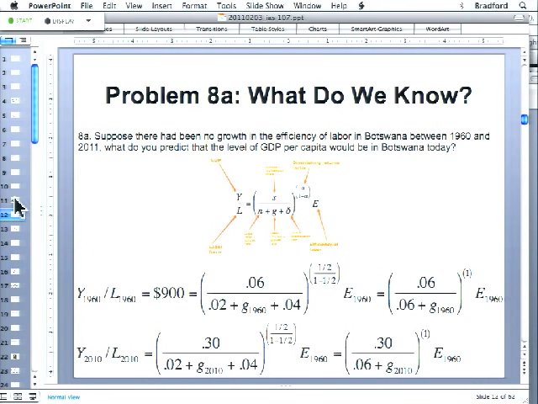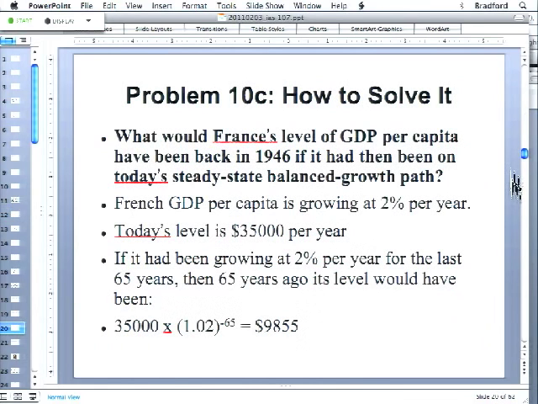And you can use the same equation used for growth in the future to project back into the past, only instead of going 89 or 39 years in the future, instead of having a plus 89 or plus 39 over here, you can put a minus 65 up here, and it works just as perfectly well. And you get $9,855 in today's dollars as what the level of prosperity in France would have been back in 1946, back at the end of World War II, if France was then on its balanced growth path, with the efficiency of labor growing at 2% per year.